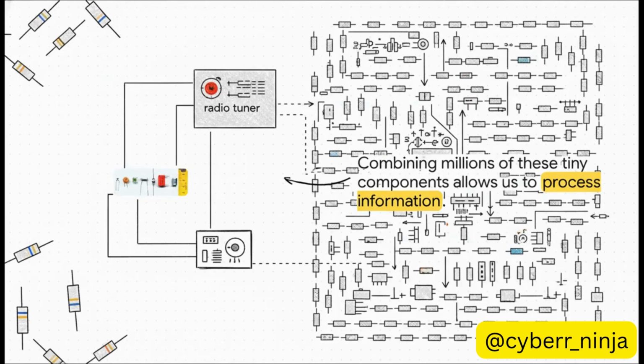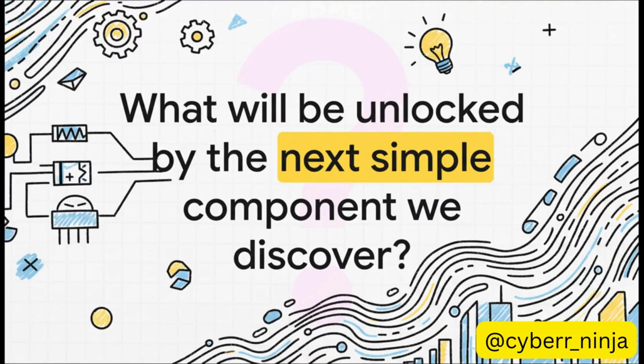A few resistors and capacitors can make you a simple little radio tuner, but when you combine millions or now even billions of them on a single microchip, you get a device capable of unbelievable computation. The real genius isn't in the individual parts themselves, but in the staggering number and the clever arrangement of all those simple, fundamental pieces. And this kind of leaves us with a fascinating thought, doesn't it?